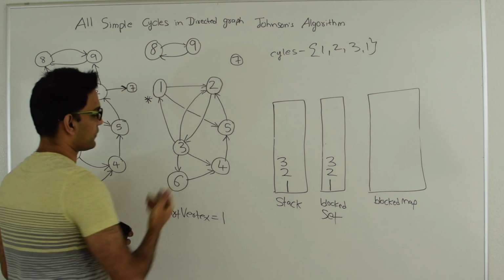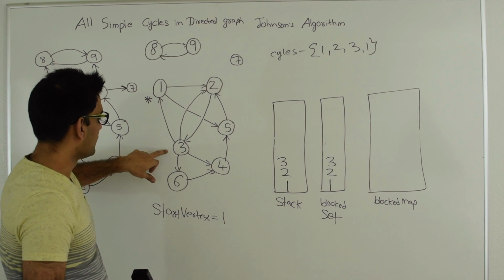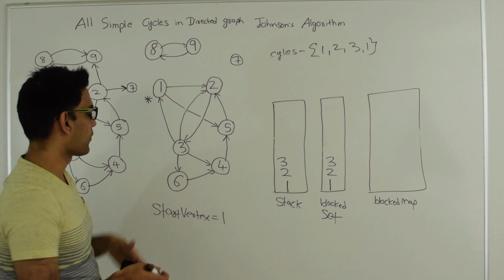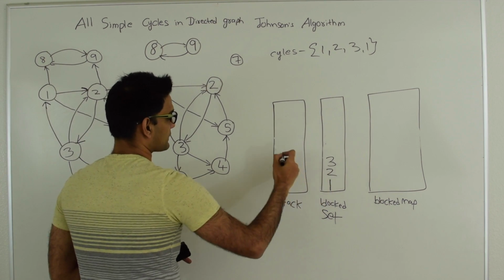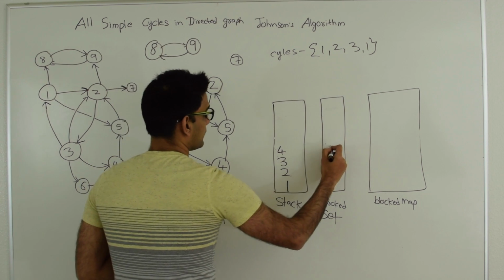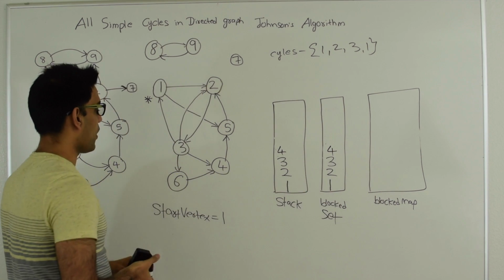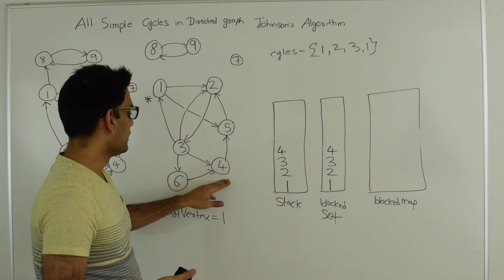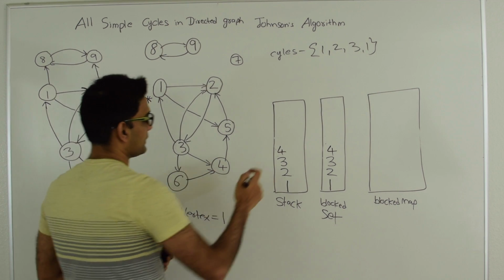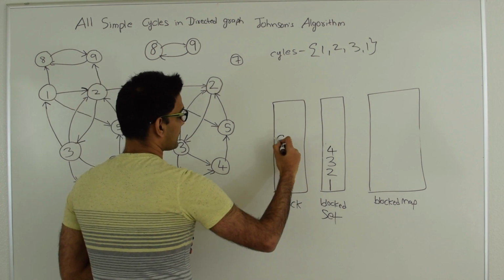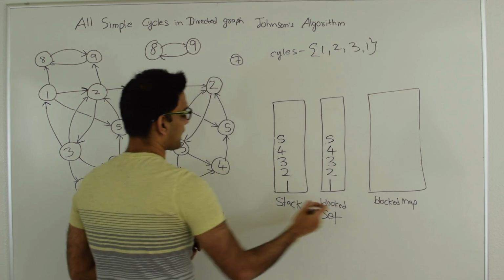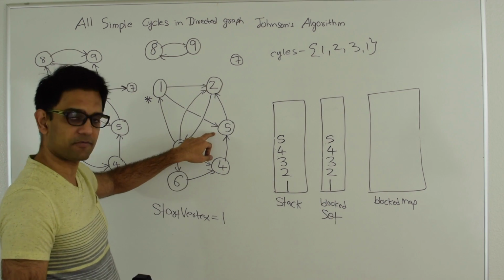So we come back to 3 and then explore another neighbor of 3. So one more neighbor of 3 is 4. So 4 is not the same as the start vertex, and 4 is not part of the blocked set, so we are going to add 4 in both the stack and blocked set and explore neighbors of 4. One neighbor of 4 is 5. So 5 is not the same as the start vertex and 5 is not in the blocked set, so we will add 5 into the stack and blocked set and then explore neighbors of 5.